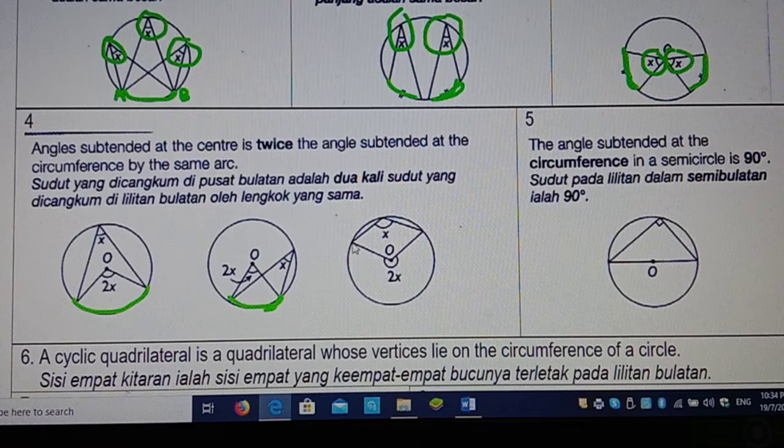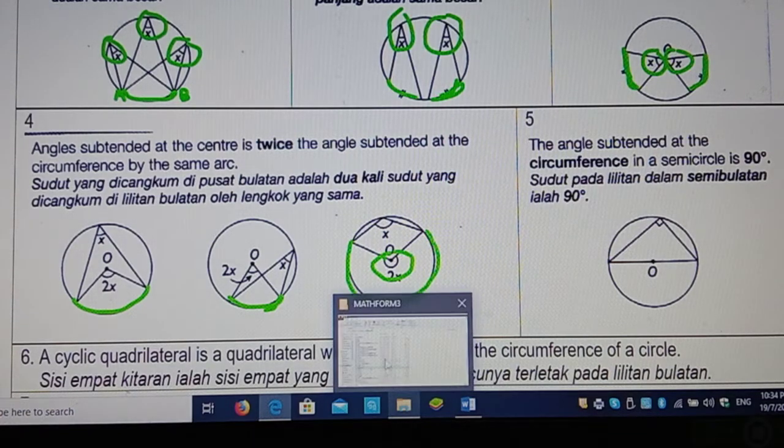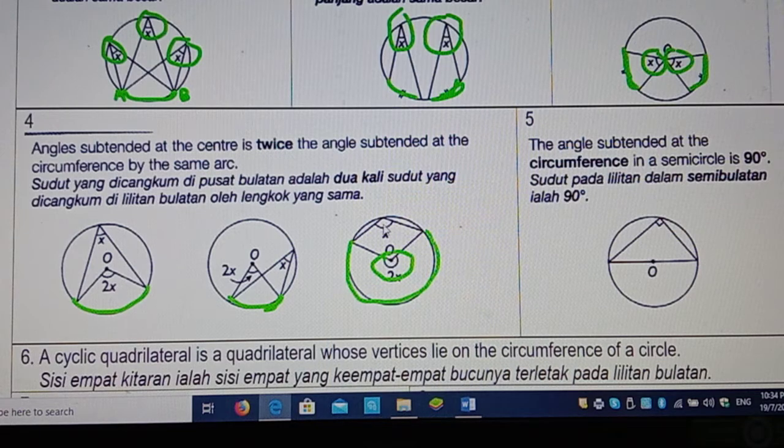Okay, or we draw like this. Okay, we have major arc here, major arc. So this angle we call it central angle. This one is central angle. Okay, so central angle is 2 times angle at circumference. So you can see here, this one is x, so here is 2x. So central angle 2x, angle of circumference x.